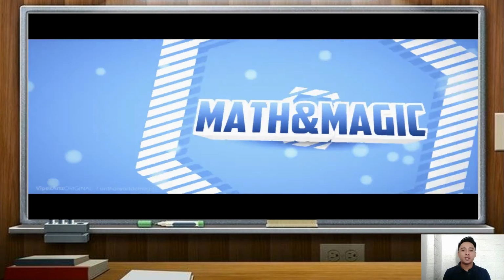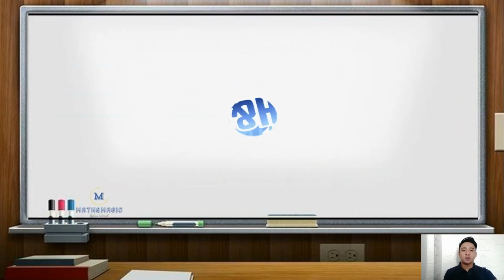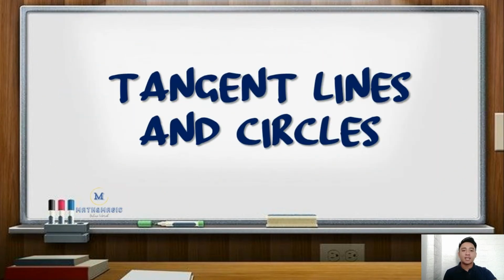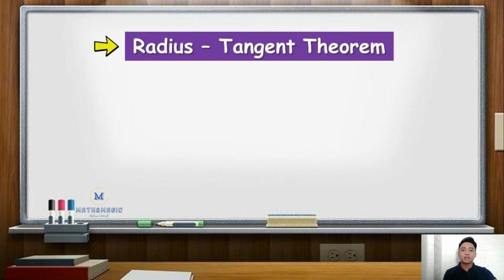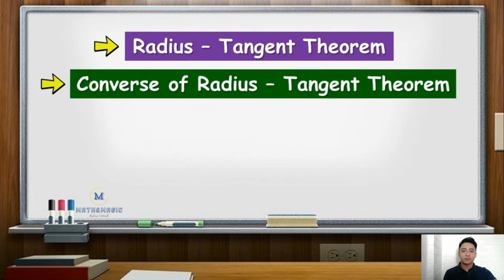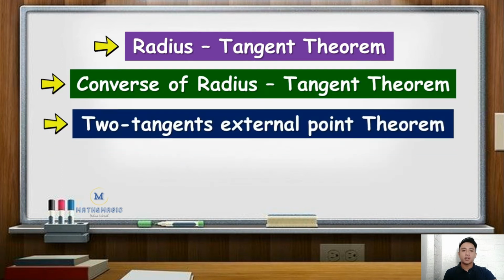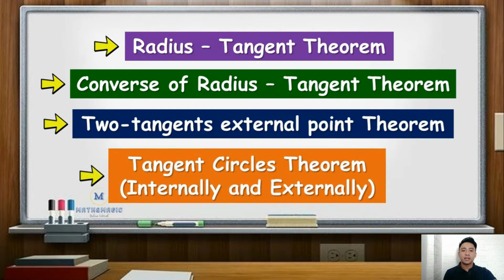For today's video, we will talk about the different theorems associated with tangent lines and circles. This includes the radius tangent theorem, the converse of the radius tangent theorem, the two tangents external point theorem, and the tangent circles internally and externally theorems.